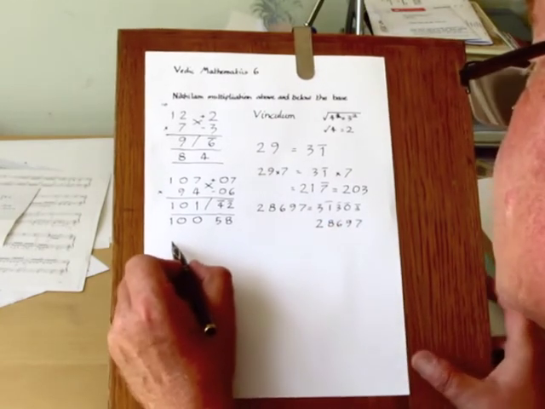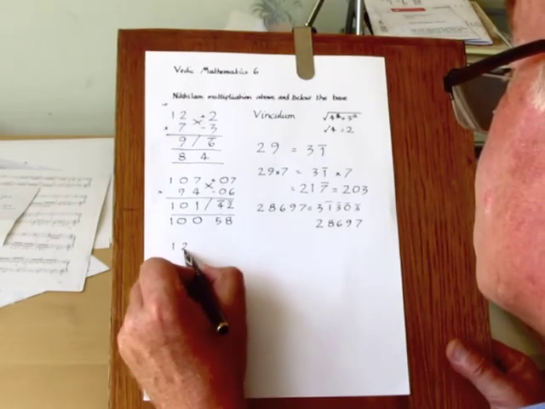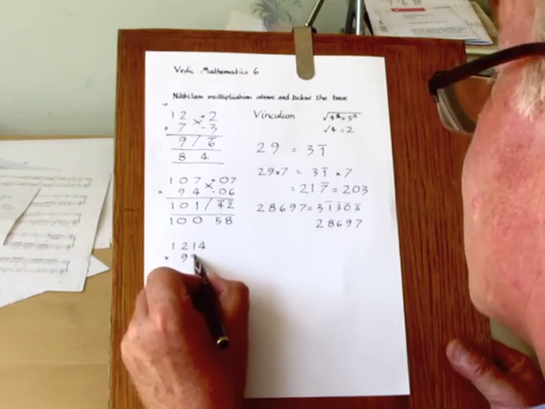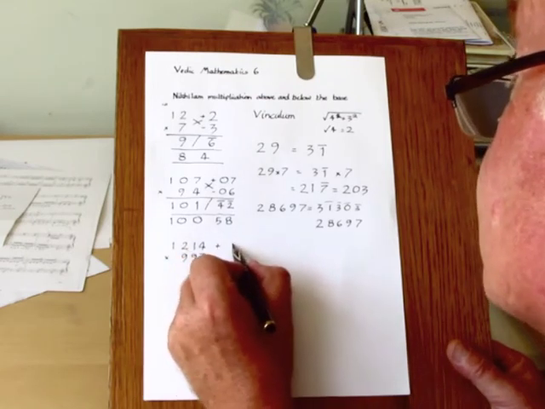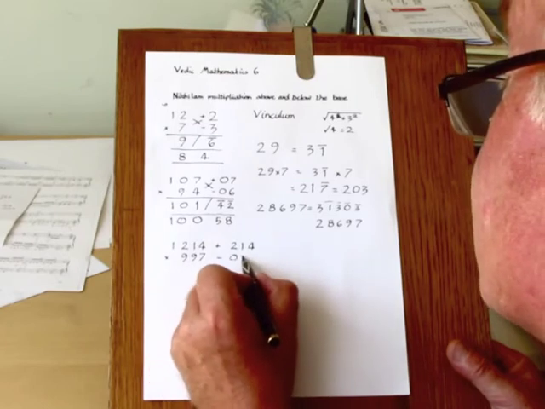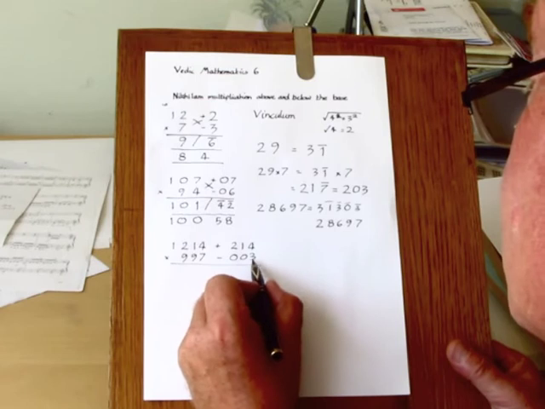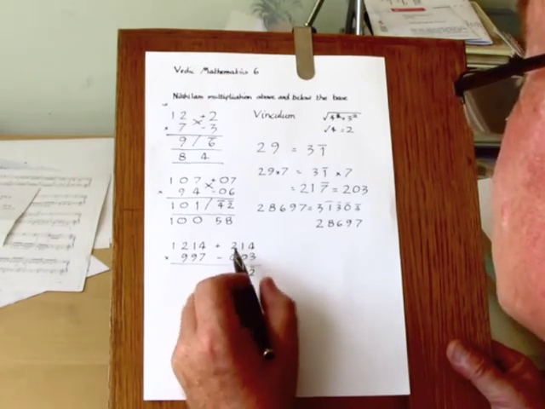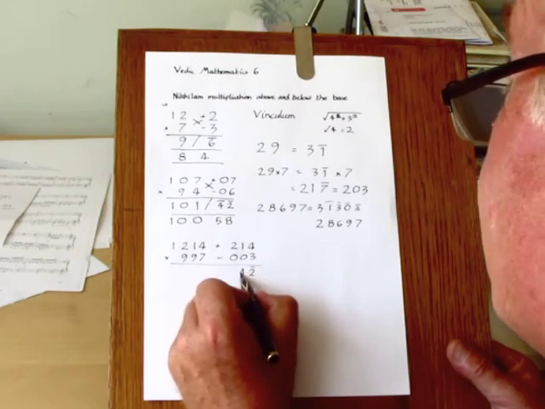So let's take another example. 1214 multiplied by 997. So here the surplus is 214, and here the deficiency is 003. We then multiply. 3 4s are 12. 3 1s are 3. 1 is 4.